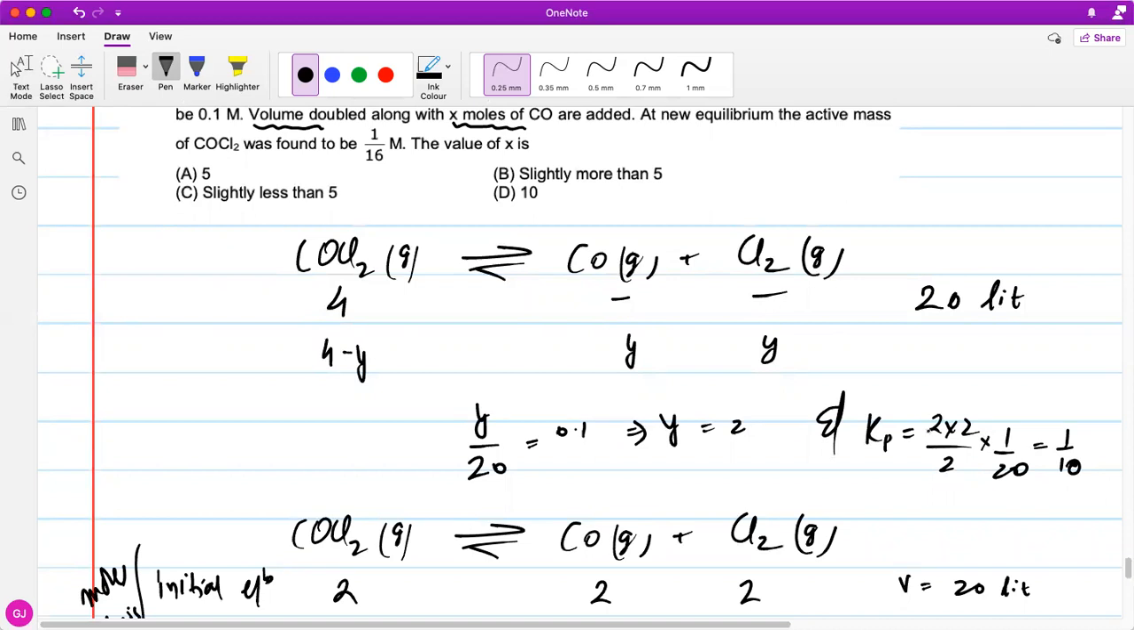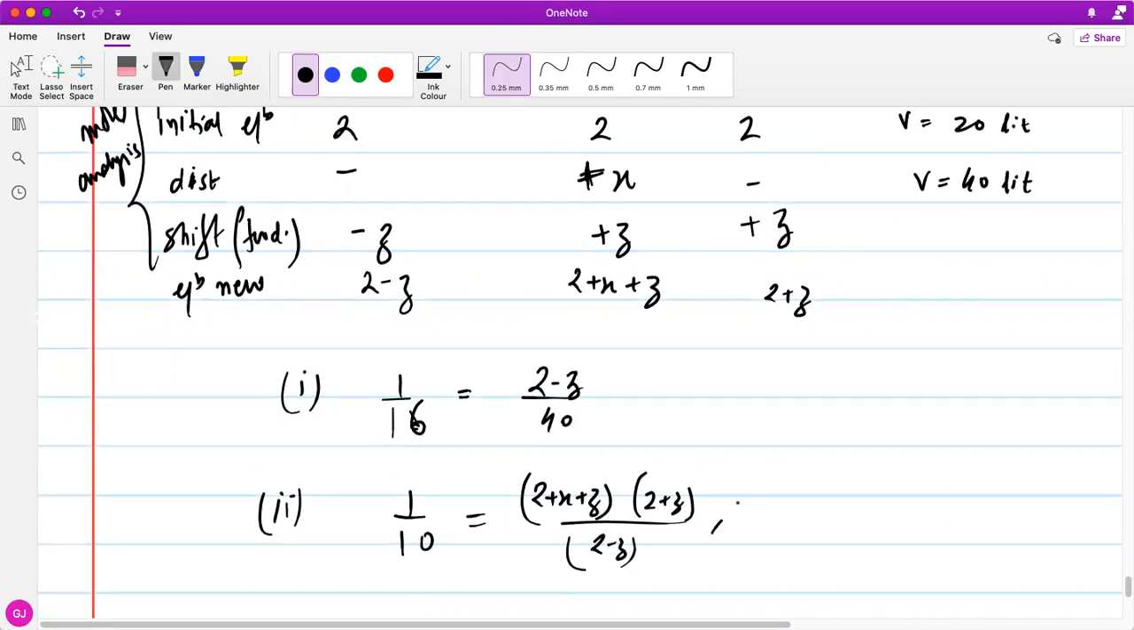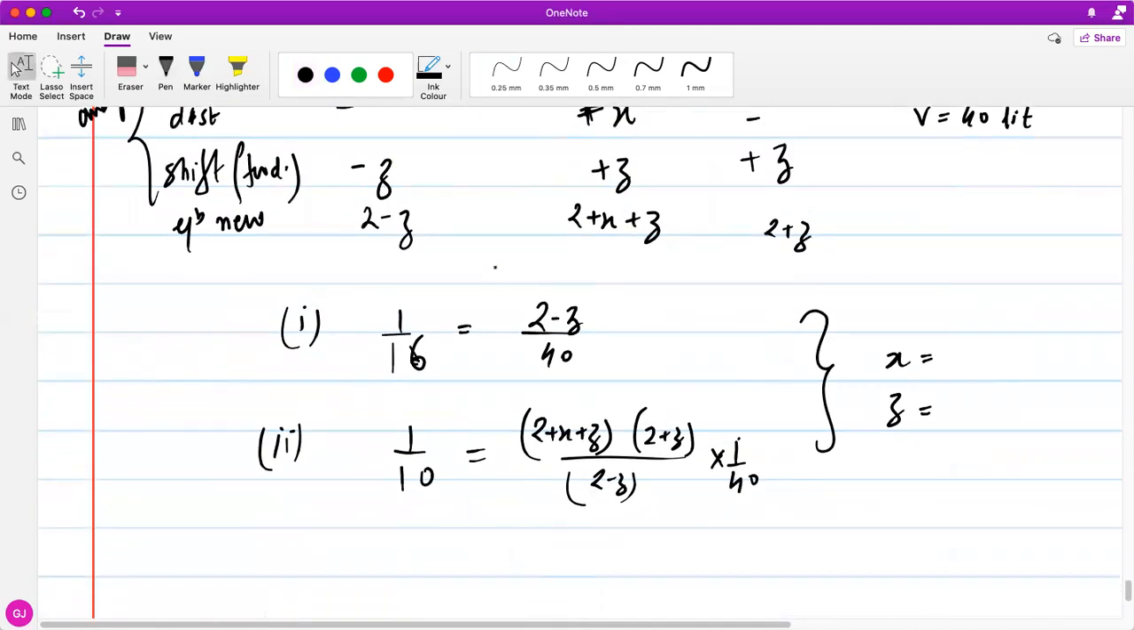1 by 10. That is what we are going to use over here as well. It is going to be equal to 2 plus X plus Z into 2 plus Z upon 2 minus Z into 1 by 40, the new volume, right? Here you will solve for what is X and what is Z, and then get all of your answers, right? Great. Let's look at the next question.